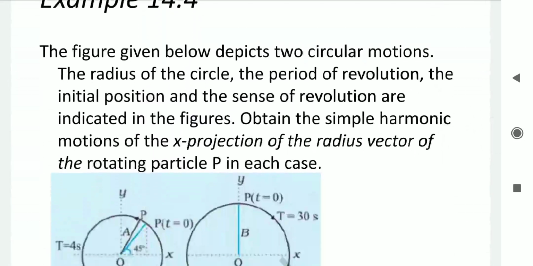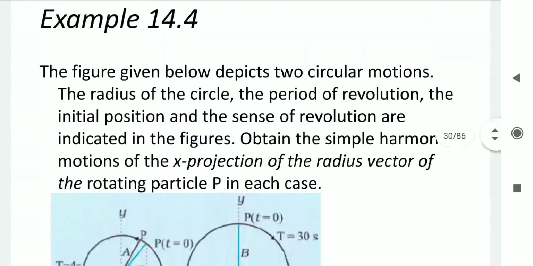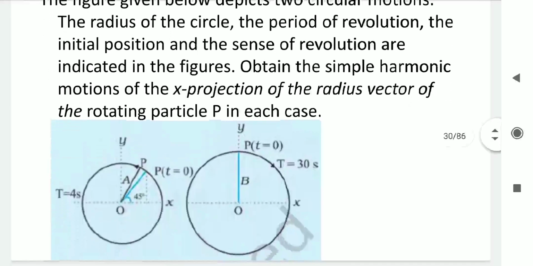The figure used below depicts two circular motions. The radius of the circle, the period of revolution, the initial position and sense of revolution are indicated in the figure, as you can see over here. Obtain the simple harmonic motions of the x projection of the radius vector of a rotating particle P in each case.